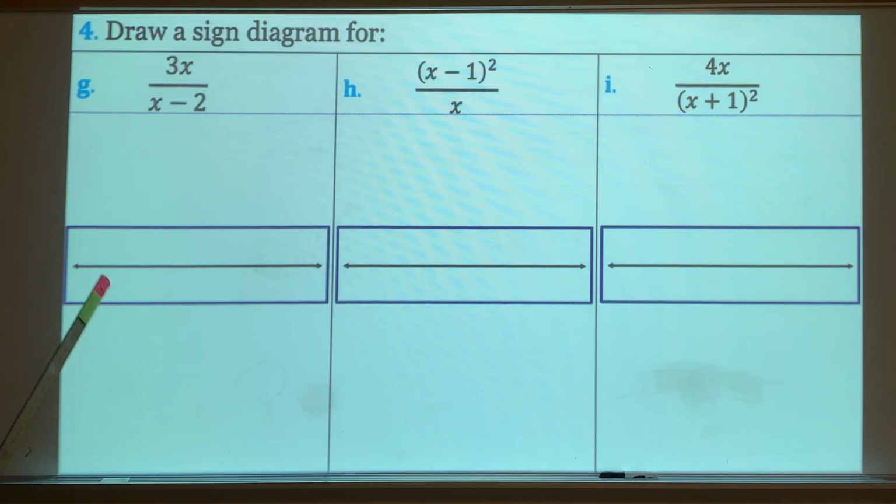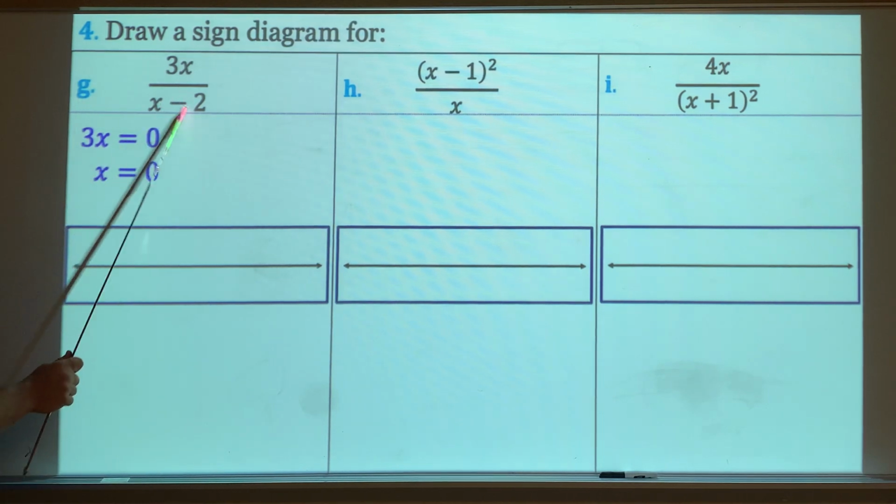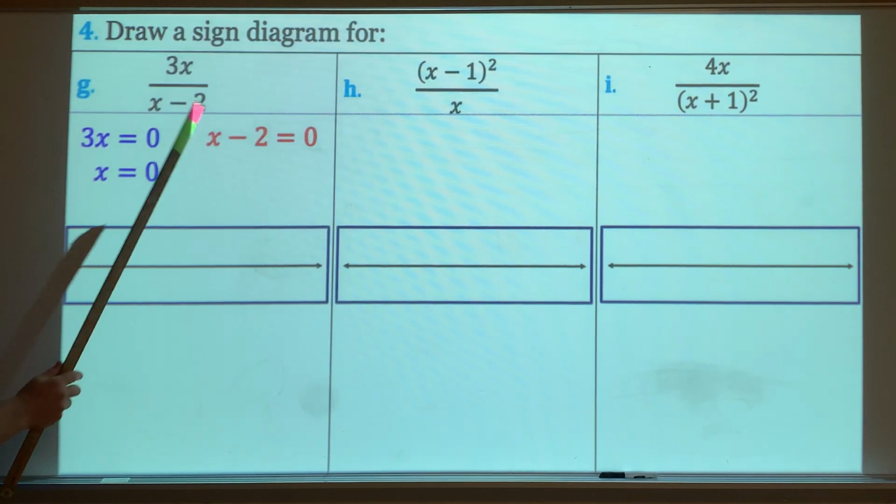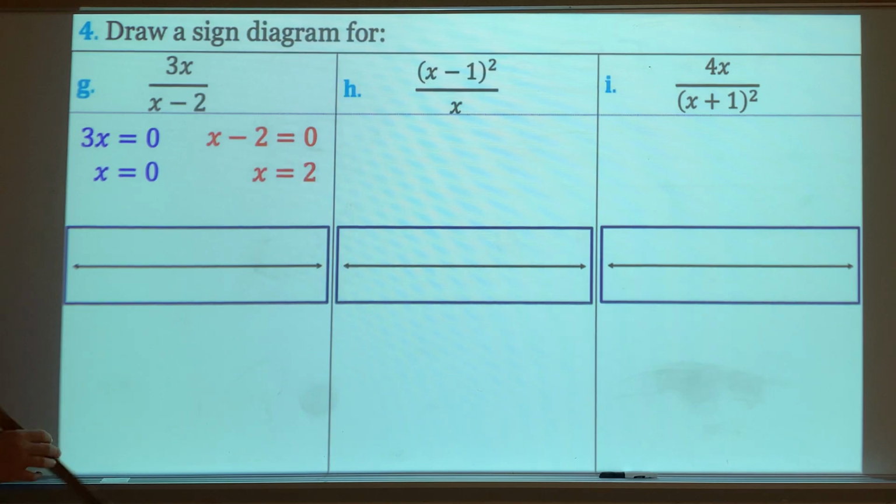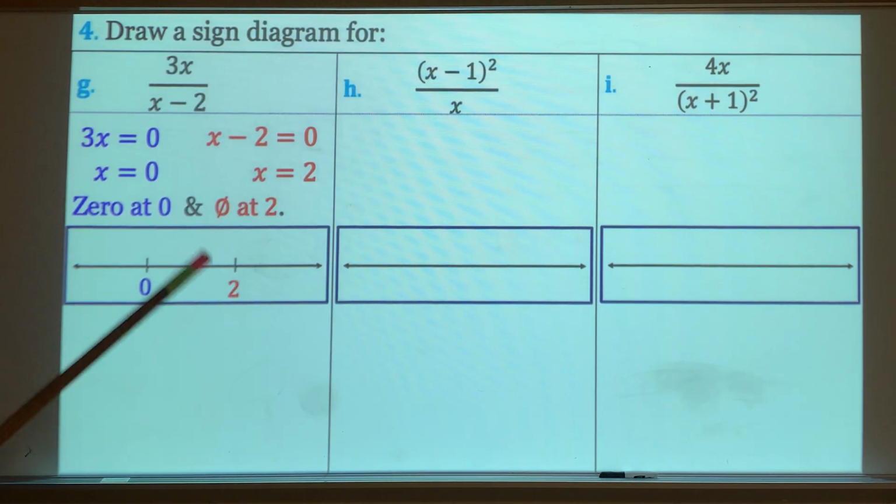G. Set the numerator equals 0. 3x equals 0, x equals 0. x minus 2 equals 0, x equals 2. Zero at 0, undefined at 2.